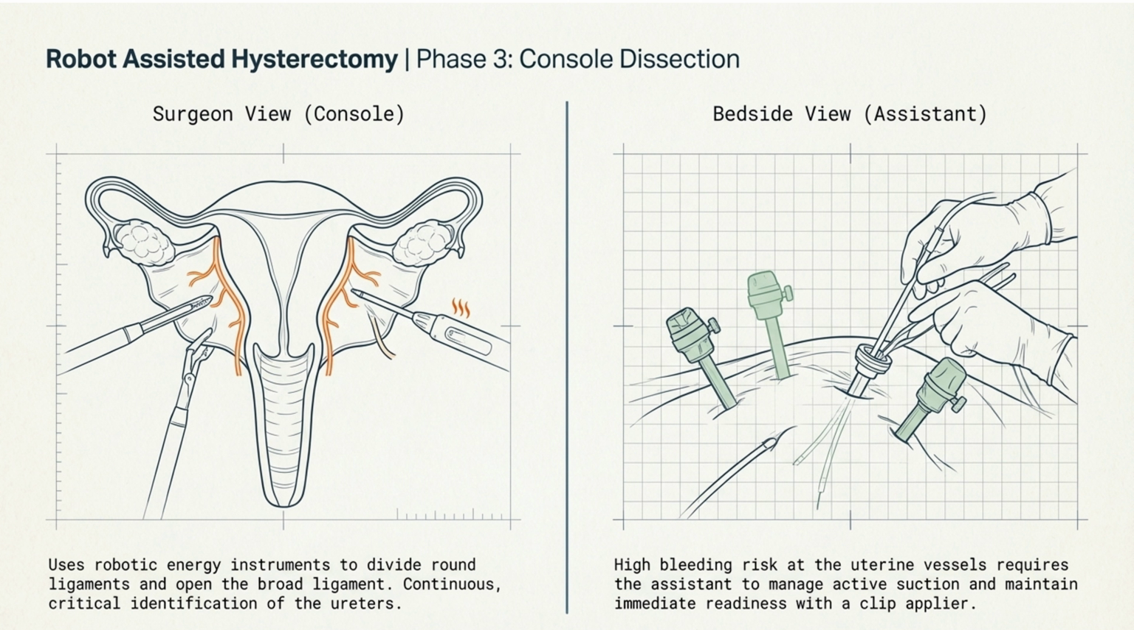The surgeon uses robotic instruments to divide ligaments and identify key structures. Continuous visualization of the ureters is essential to avoid injury. The assistant plays a key role in suction and bleeding control. This phase requires precision and constant awareness. You can see here your broad ligament and your cardinal ligament, and then you can see how they have the trocars.